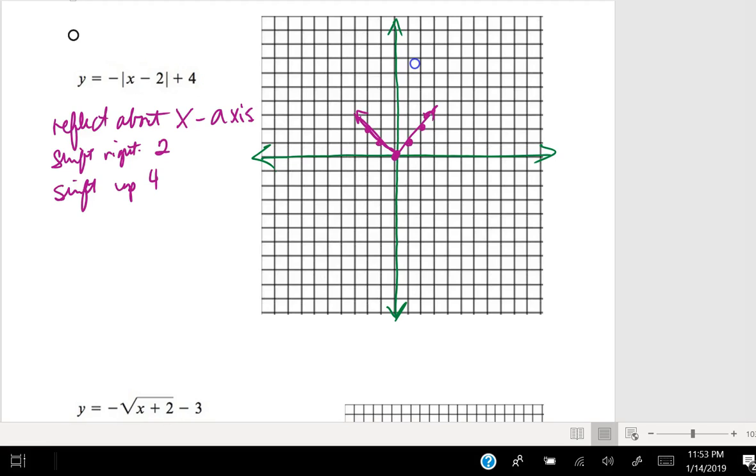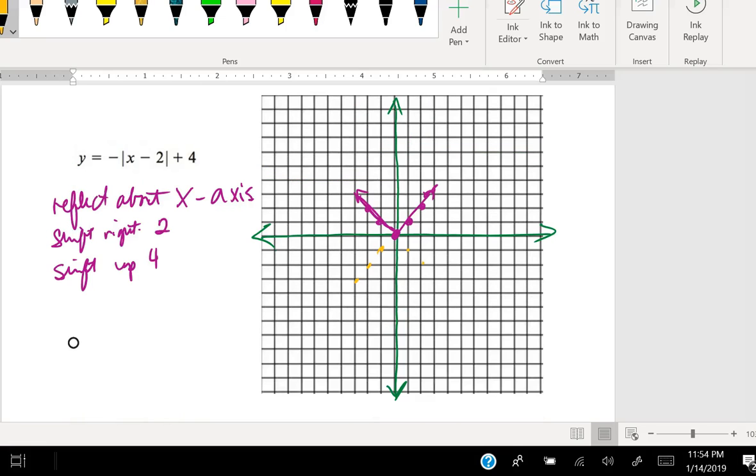Okay, so now let's graph it. Now, the first thing I'm always going to do is my reflection. So when I reflect about the x-axis, I'm just making a vertical reflection, like a mirror about the x-axis. Okay, so now I've reflected about the x-axis. Next, I want to shift right 2 and up 4.